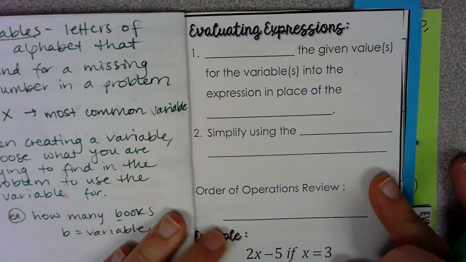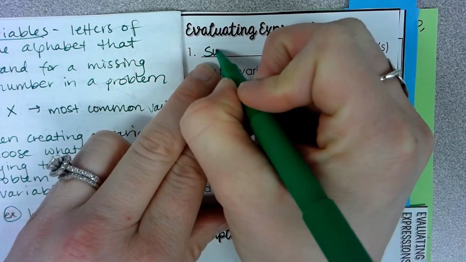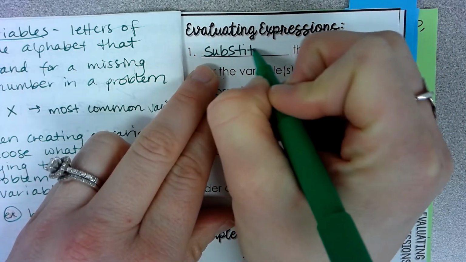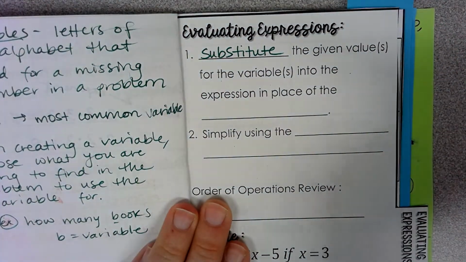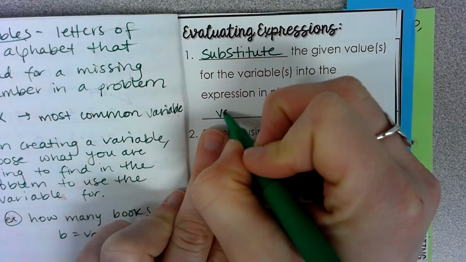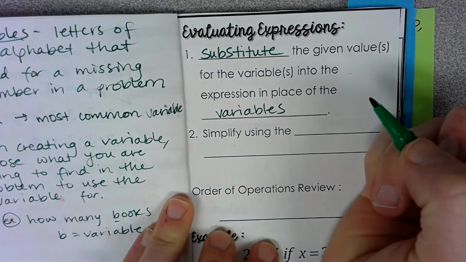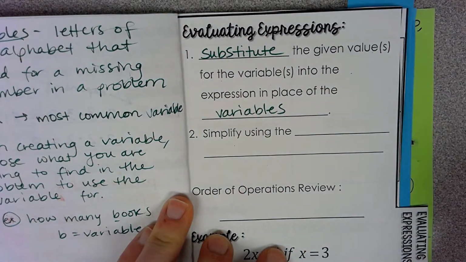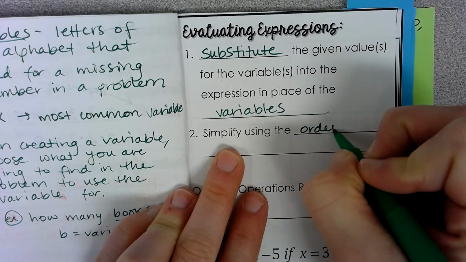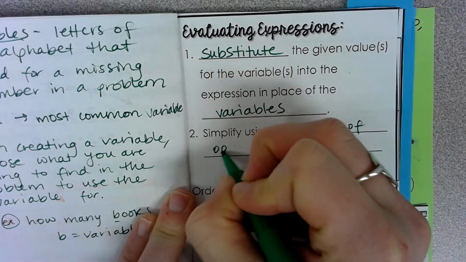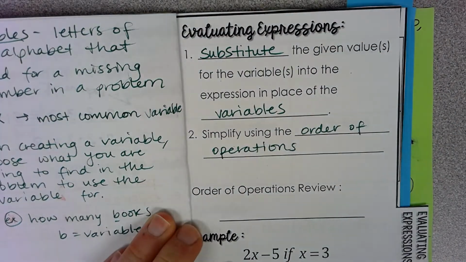So now let's go over to the next page, Evaluating Expressions. You are going to substitute the given values for the variables into the expression in place of the variables. We're going to copy all the notes down first, and then we will make sense of what we're writing here. Then you're going to simplify using the order of operations, and then you'll find your answer.